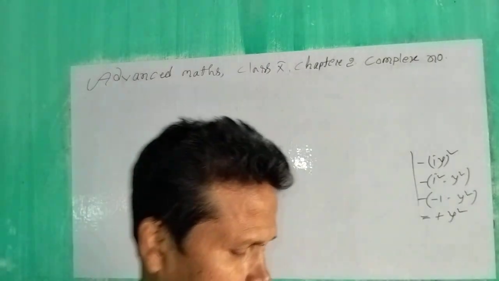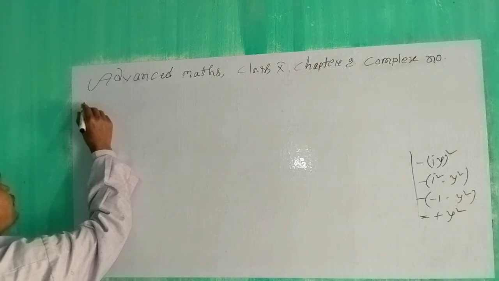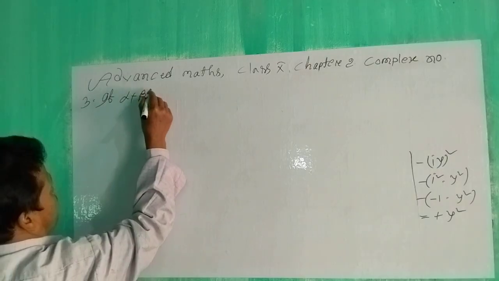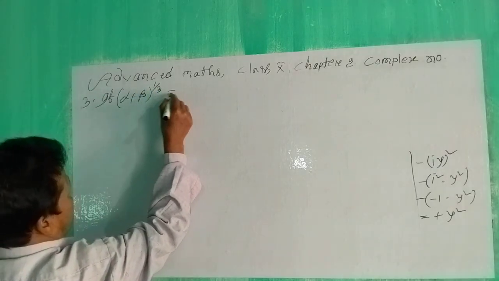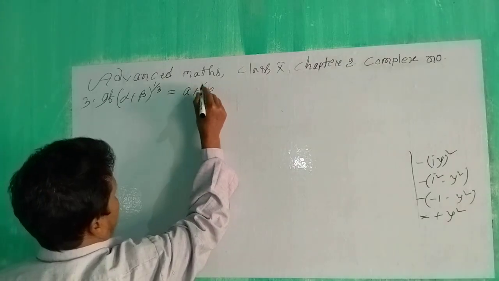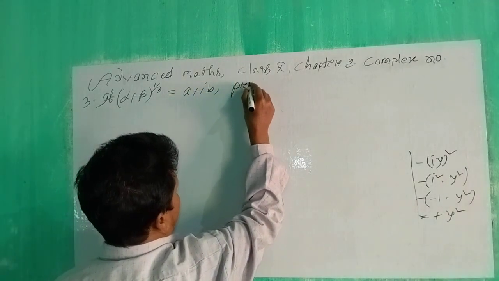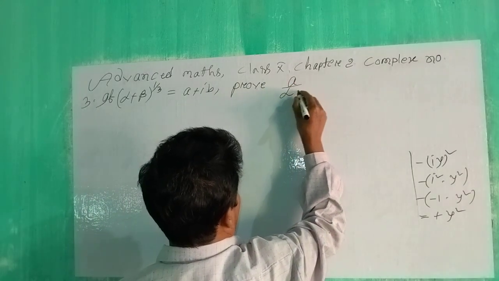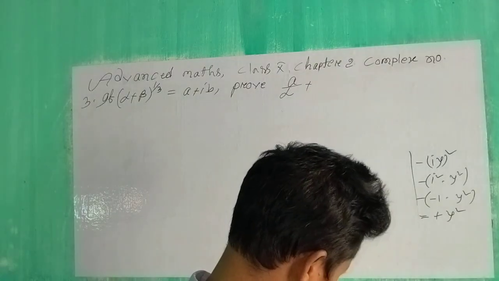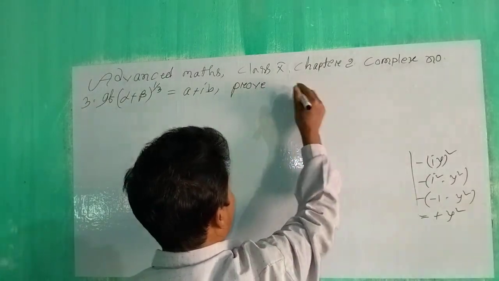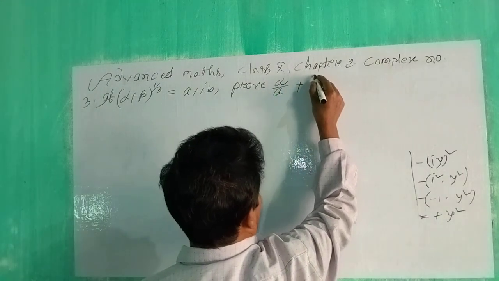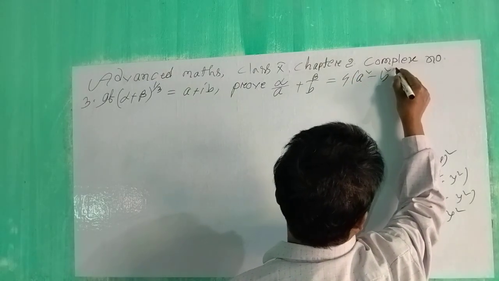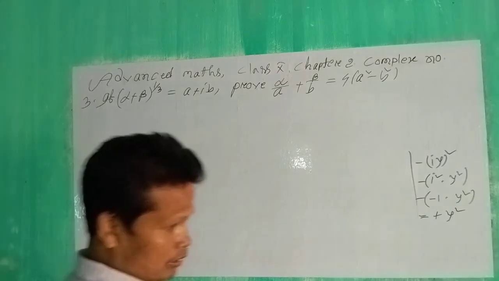Next, we are going to another question, number 3. If alpha plus beta to the power 1/3 equals a plus ib, then prove a by alpha plus alpha by a plus beta by b equals 4 into a square minus b square. Yes, we are going to solve this problem.